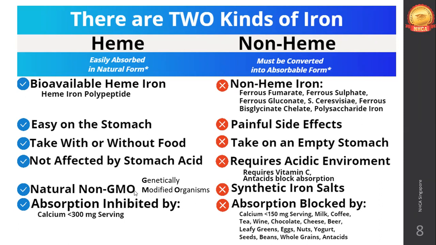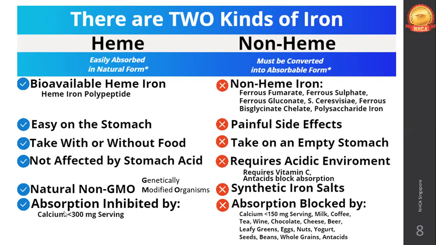And the heme iron supplements are in the natural form. They are not genetically modified. They are in the most natural form. And the non-heme iron supplements come in a synthetic iron salt form, for example, ferrous sulfate. That is an iron salt. Ferrous fumarate and ferrous gluconate all come in a salt form.